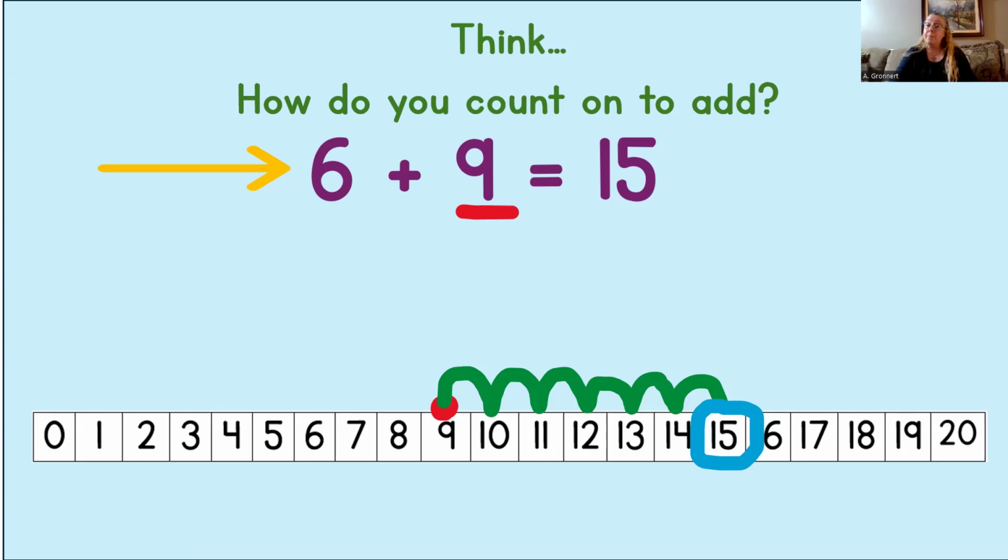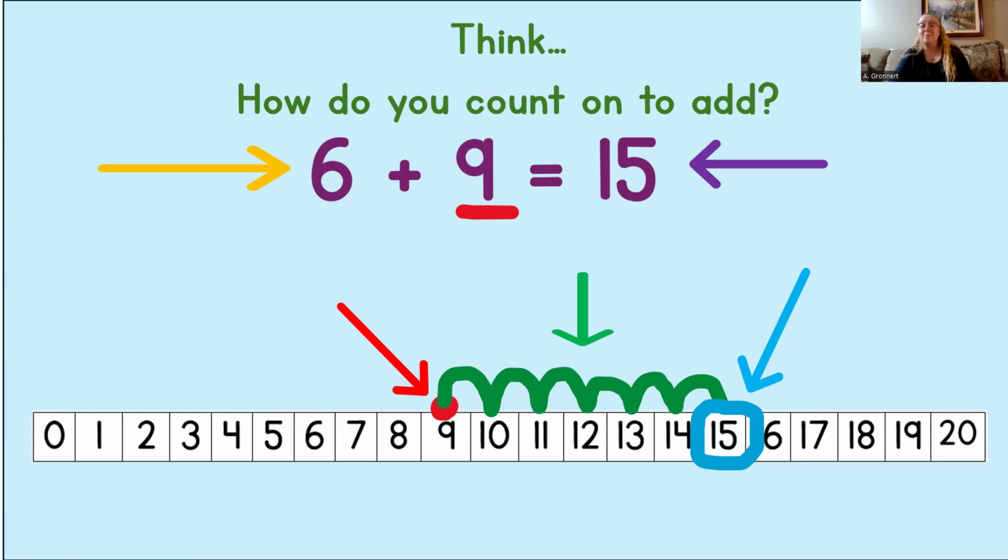After that, we mark the number line with a dot on the number 9. Then we look at the equation again and see that the other add-in is the number 6. So we count on 6, just like that. Then we find where we land. Well, we landed on 15. So we write 15 into the equation. And now we know 6 plus 9 equals 15.